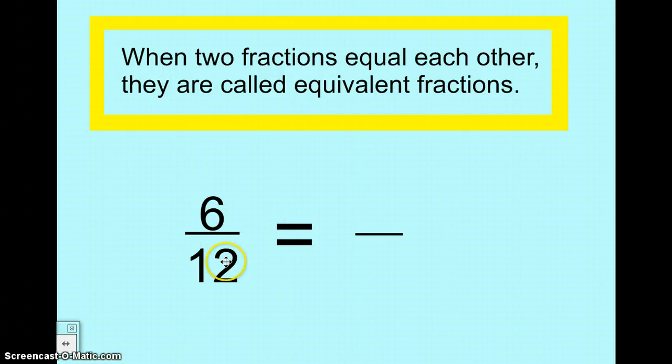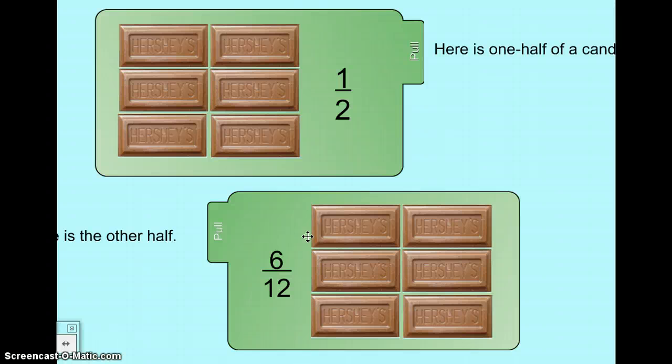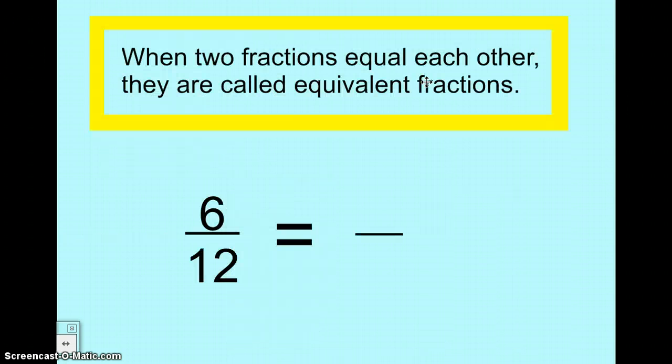So 6/12 is equal to what? You don't know? Well, let's go back and look. 6/12 is equal to 1/2. 1/2 and 6/12 are equivalent fractions. So 6/12 is equal to what number? You're right, 1/2.